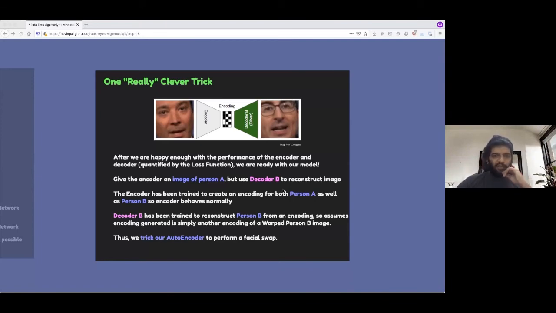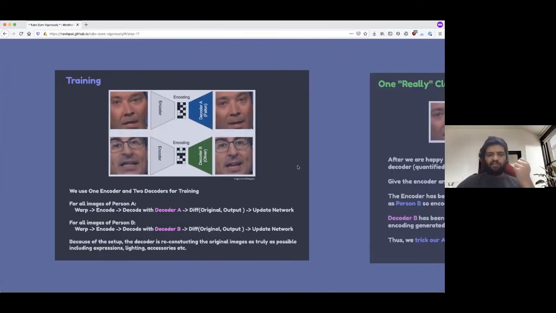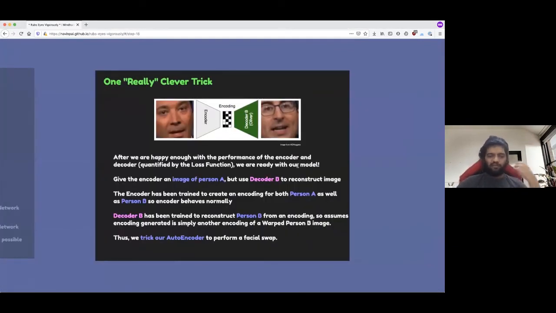Yeah. So this is where we come down to a really clever trick, right? What we actually do is, if you noticed, our encoder has been trained to generate encodings of both John Oliver and Jimmy Fallon, but our decoders are trained on a specific person, right? So this is one really clever trick: you take an encoding of a photo of Jimmy Fallon, encode it using the same encoder that's been trained on both people, but when you're decoding it, you give it to decoder B, which is trained to decode a representation of John Oliver.